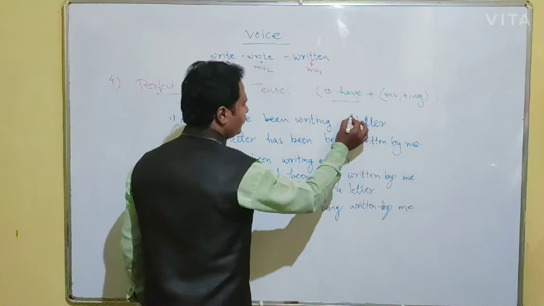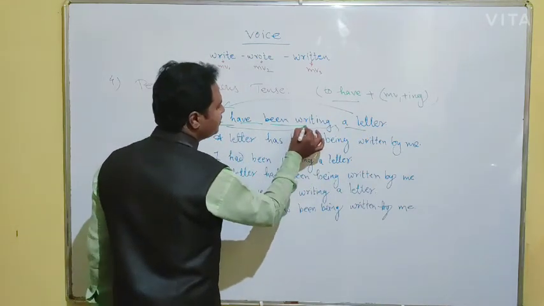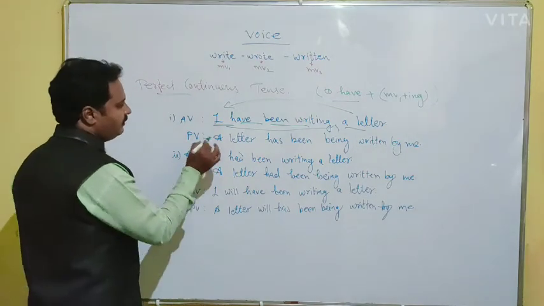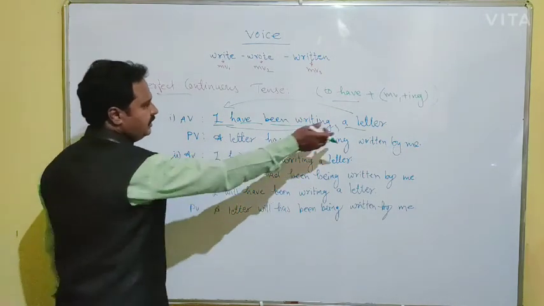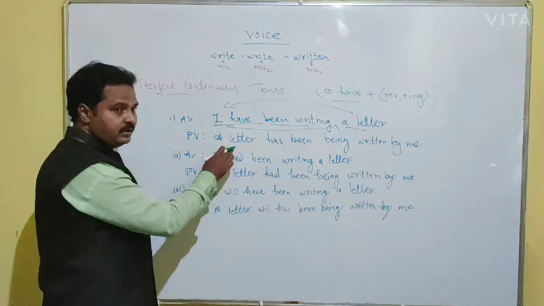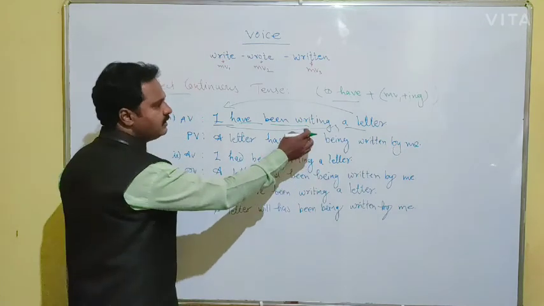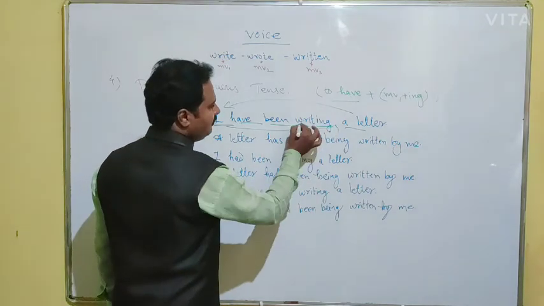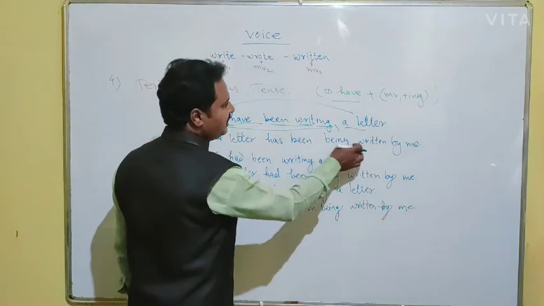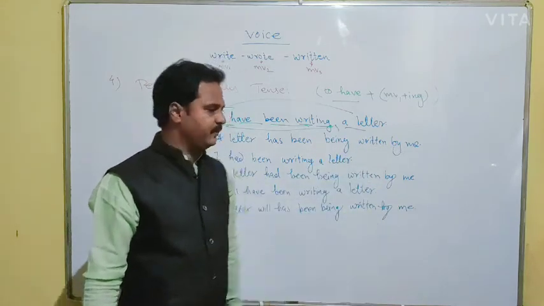Same. A letter becomes the subject here, and I goes there. Have plus been, plus writing. While see here in passive voice, a letter have becomes has because third person singular is there. A letter has been, same here. Writing: we have to divide this one into forms, being plus main verb third form. Being written by me.